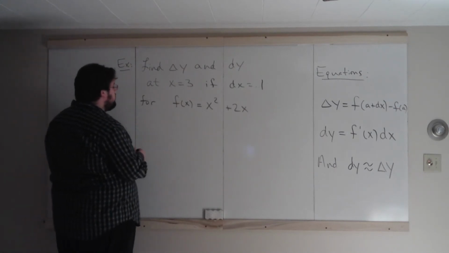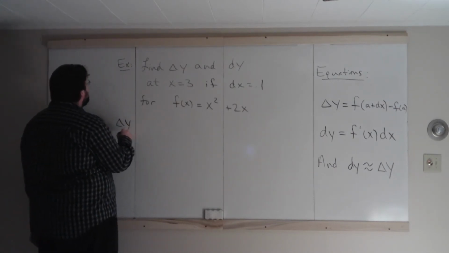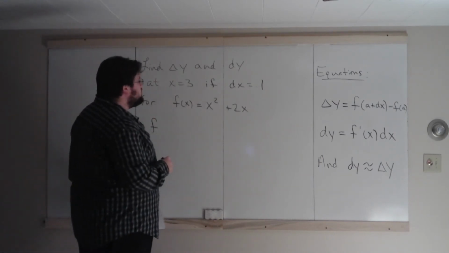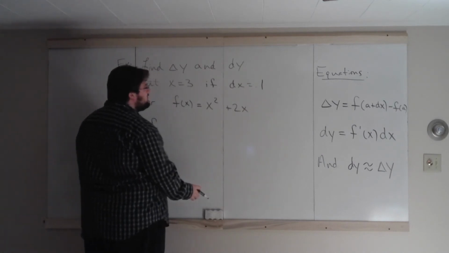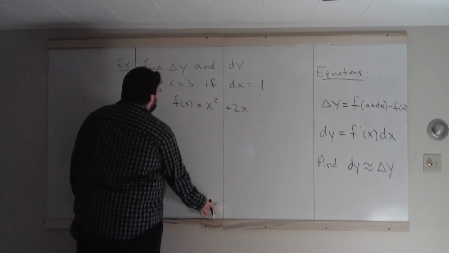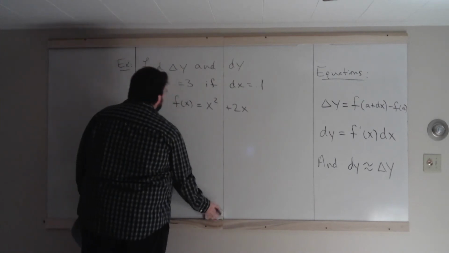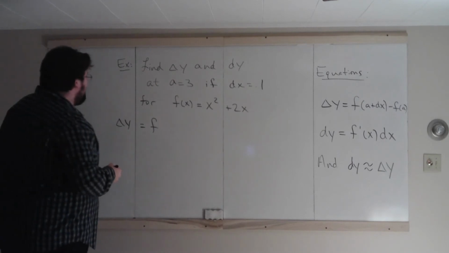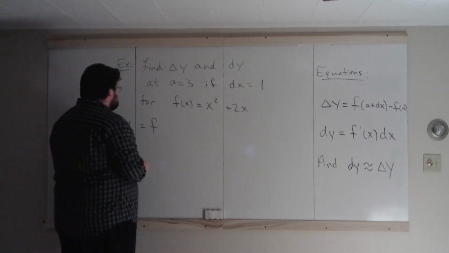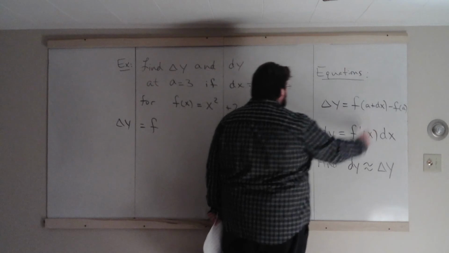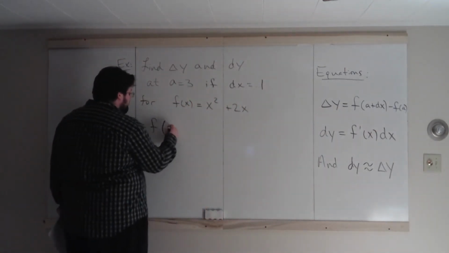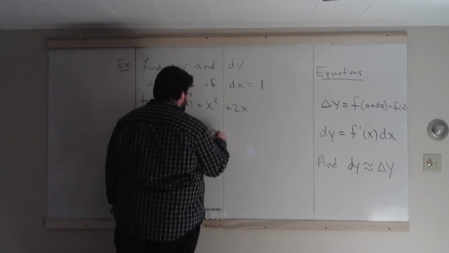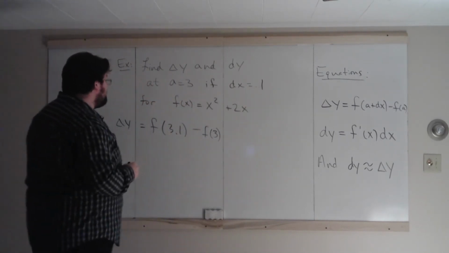Well, let's find delta y first. Delta y equals f of a plus dx. Yeah, that should say a equals 3. Excuse me, a equals 3, not x equals 3, to remain consistent with that notation. So delta y is f of a plus dx minus f of a. So it's f of 3.1 minus f of 3.